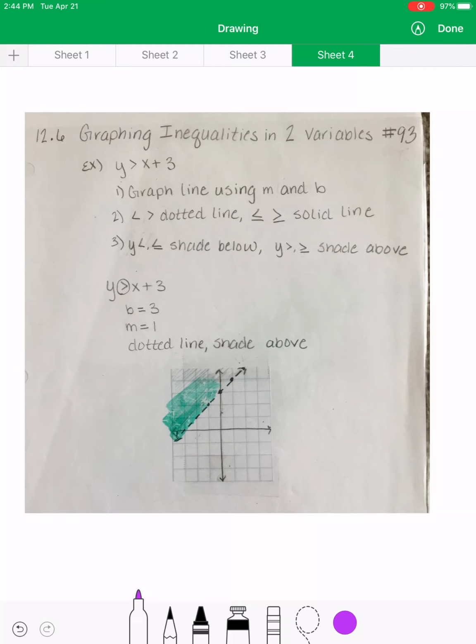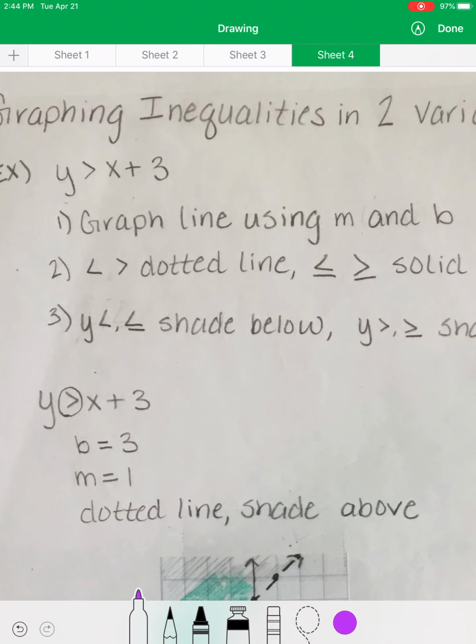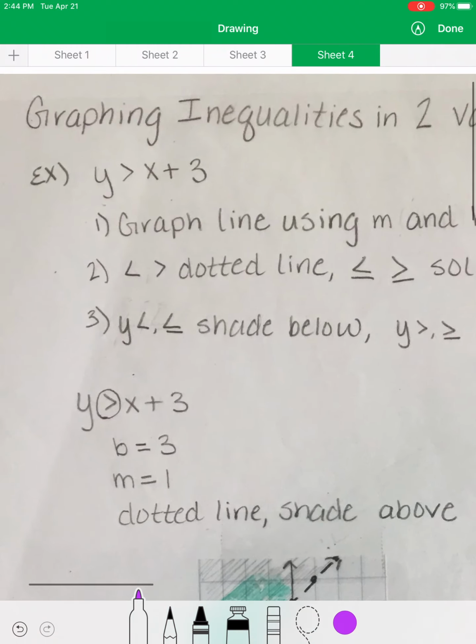I think this is maybe note card 78 or 79, not entirely sure, but I know it's lesson 12.6. It's going to be graphing inequalities with two variables, okay? So, let's just look at our very first example. We still treat this as an inequality. We just have two variables. It says y is greater than x plus 3.